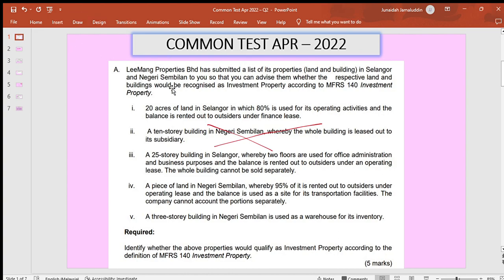Maybe this is in conjunction with Hari Raya Aidilfitri, perhaps. That's why the name of the company is so related to the favorite dish during Hari Raya.